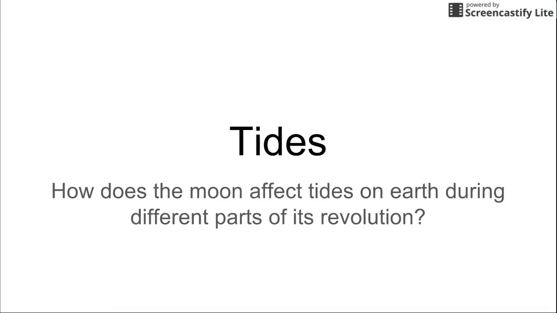Hey, eighth grade. So today we're going to continue our talk about space and gravity and the different types of pulls we have from celestial bodies. And we're going to focus on tides. And our focus question is, how does the moon affect tides on Earth during different parts of its revolution?